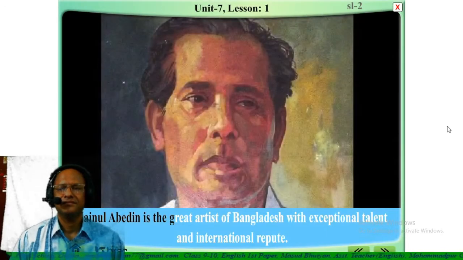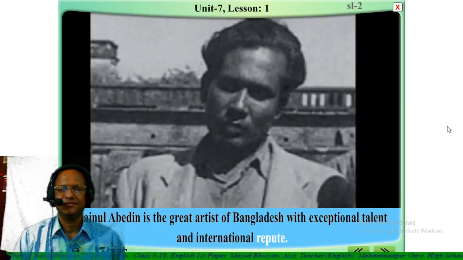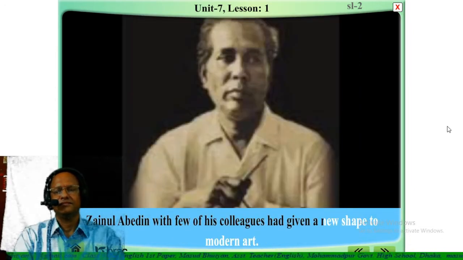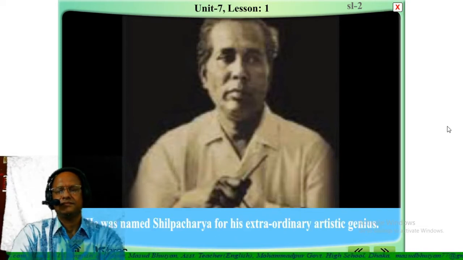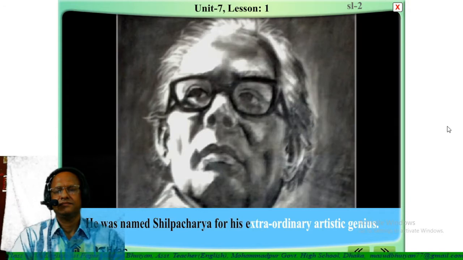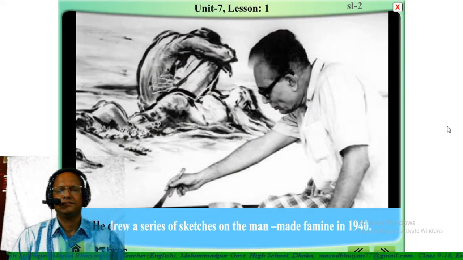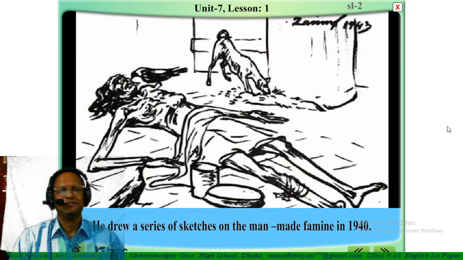Zainul Abedin is the great artist of Bangladesh with exceptional talent and international repute. Zainul Abedin, with few of his colleagues, had given a new shape to modern art. He was named Shilpacharya for his extraordinary artistic genius. He drew a series of sketches on the man-made famine in 1940.